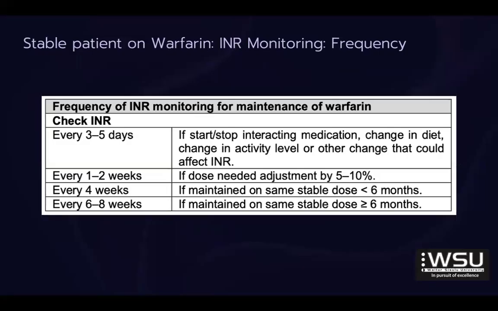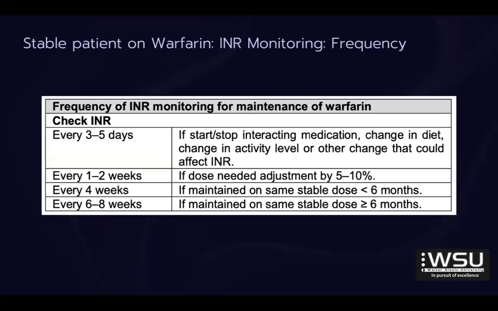So how frequently are we going to check that dosing? You're going to check that INR every 3 to 5 days, and if you're starting or stopping an interacting medication, or if you've got a change in diet, activity level, or anything else that is making you worried about that INR, you're going to want to check it quite often. Otherwise, if you're busy dosing and adjusting, you will check it 1 or 2 weeks later to make sure that you are on track. And then once you're on track, you can look after it.